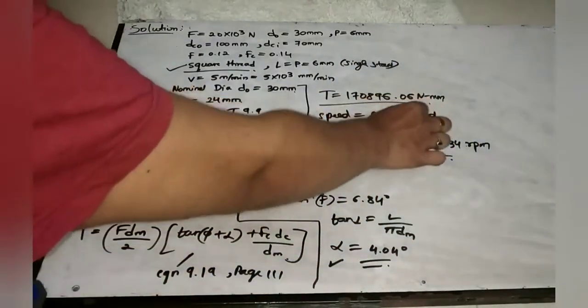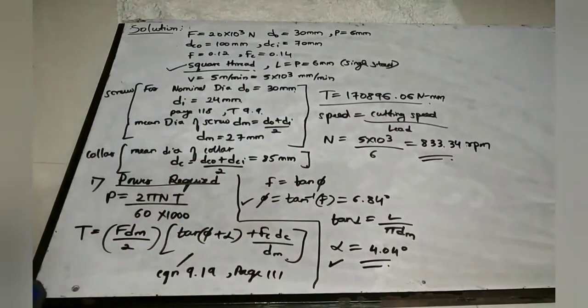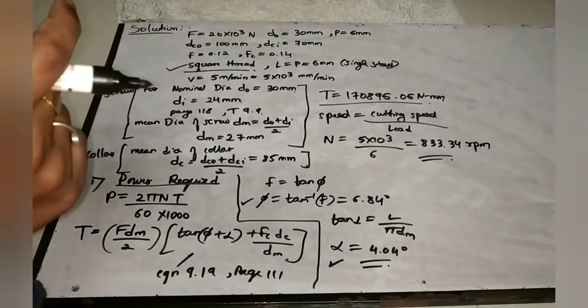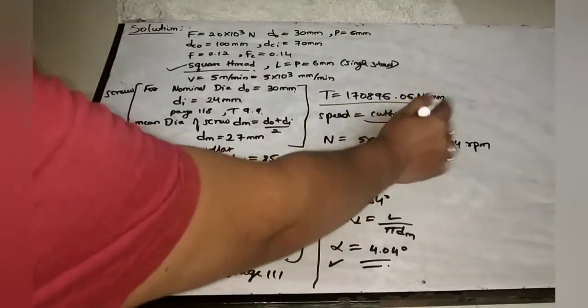This relation you can write only if you know the meaning of what is lead. What is the meaning of lead? If you know that, then only you know for one revolution how much distance it is covering. So only based on that concept you are writing this.